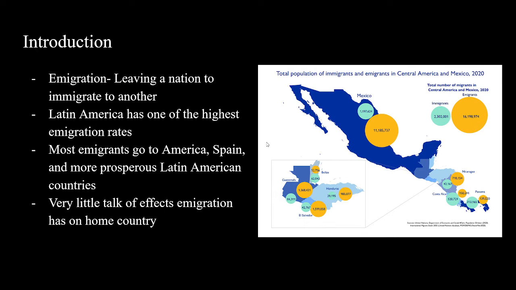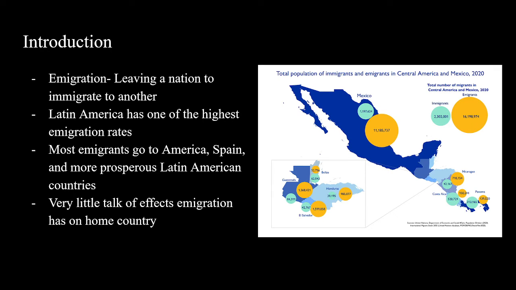First of all, we'll just start with an introduction, just what emigration is and what ramifications it's had. Emigration is not immigration, don't get the two confused. Emigration is leaving a nation to immigrate to another. Latin America also has one of the highest emigration rates in the world, which you can see on that map to the right, where it compares the total amount of immigrants to the total number of emigrants. Mexico is, of course, the biggest culprit, with 11 million Mexicans emigrating just in 2020.